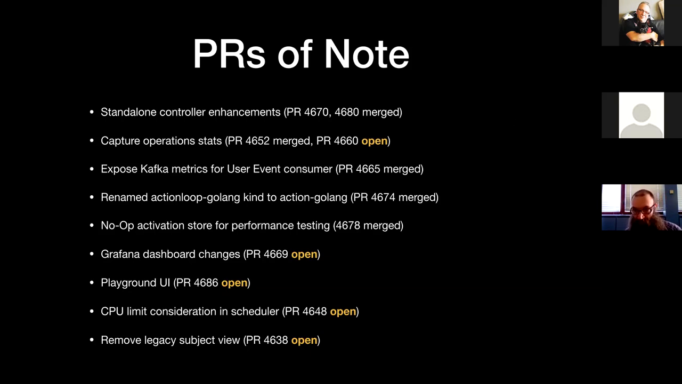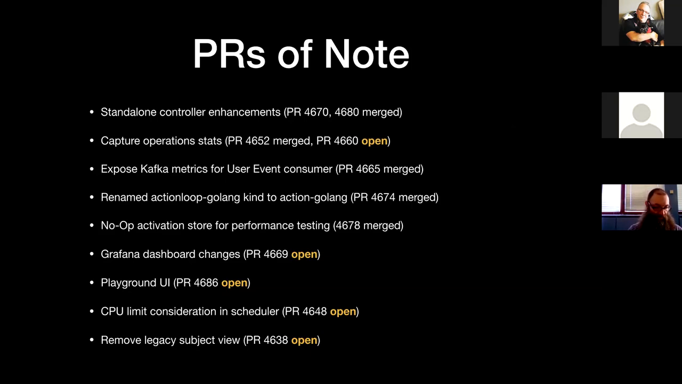This was merged, 4665. Dave, thanks for your help in renaming action loop Golang to action Golang. This just drops the loop from the action kind prefix. I think because we're using the new Golang proxy for essentially all the runtimes that require pre-compilation, there's no semantic meaning of the loop anymore, and it works in sort of the classic mode and the new mode. So I think this is a cleaner change.